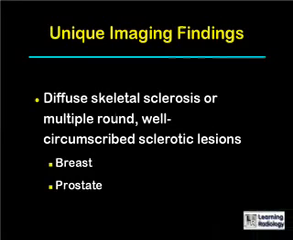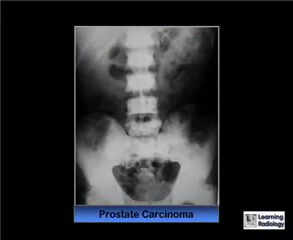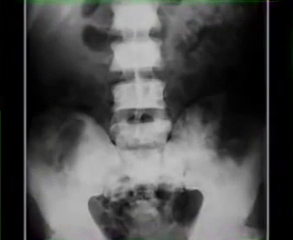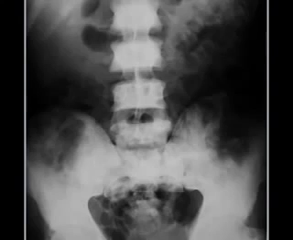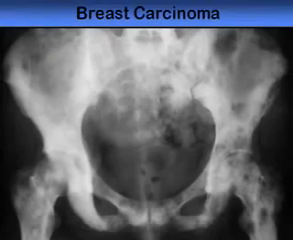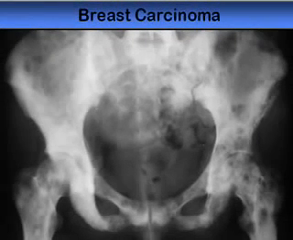Diffuse skeletal sclerosis, or multiple round, well-circumscribed sclerotic lesions, you should think of either breast in a female or prostate cancer in a male. This is an example of diffuse osteoblastic metastatic disease to all of the visualized bones. They are all dense in a male with prostate carcinoma. This is a female with innumerable osteoblastic metastatic deposits in the bone. This is from breast cancer.